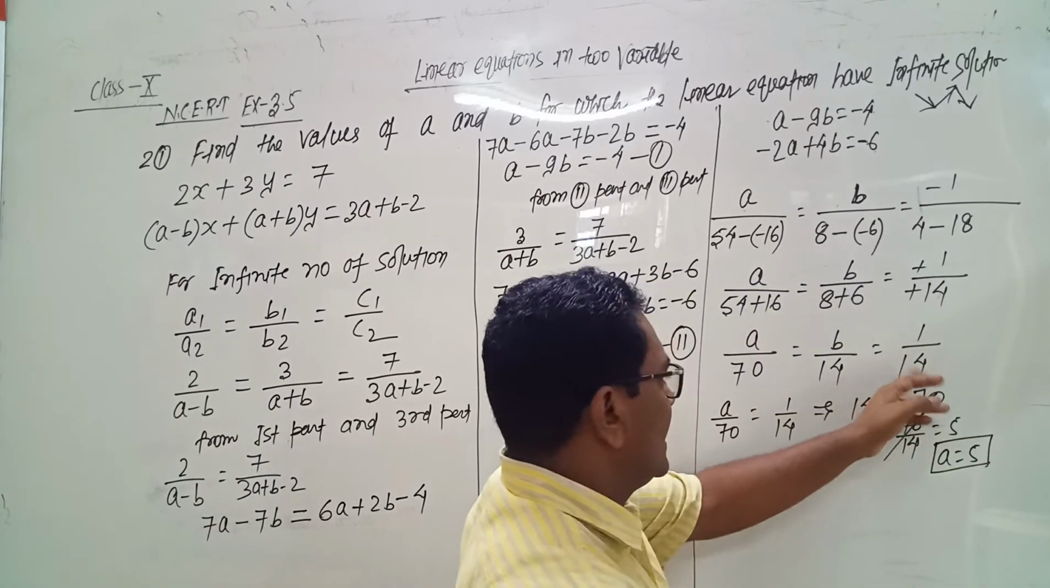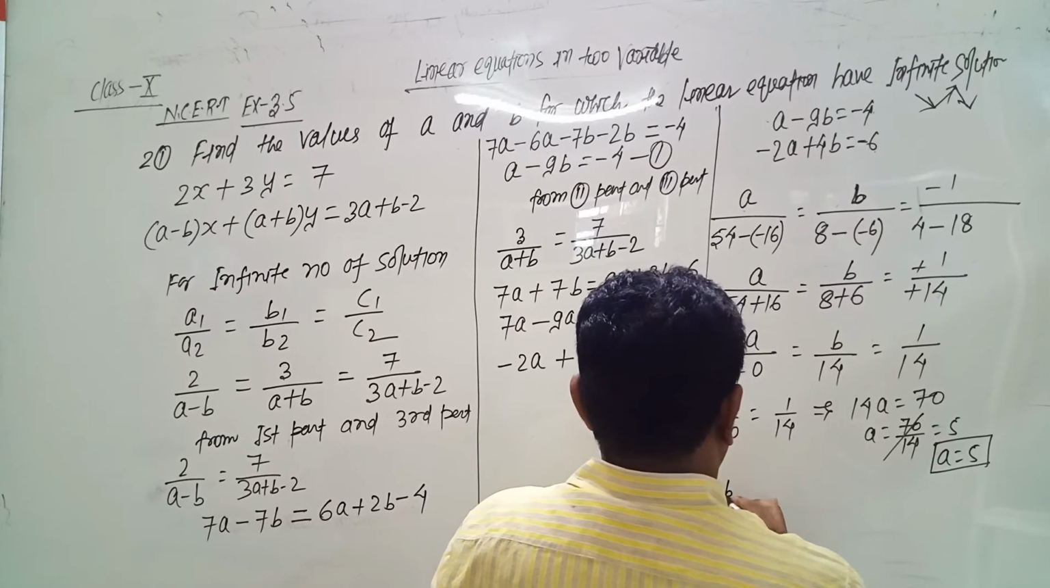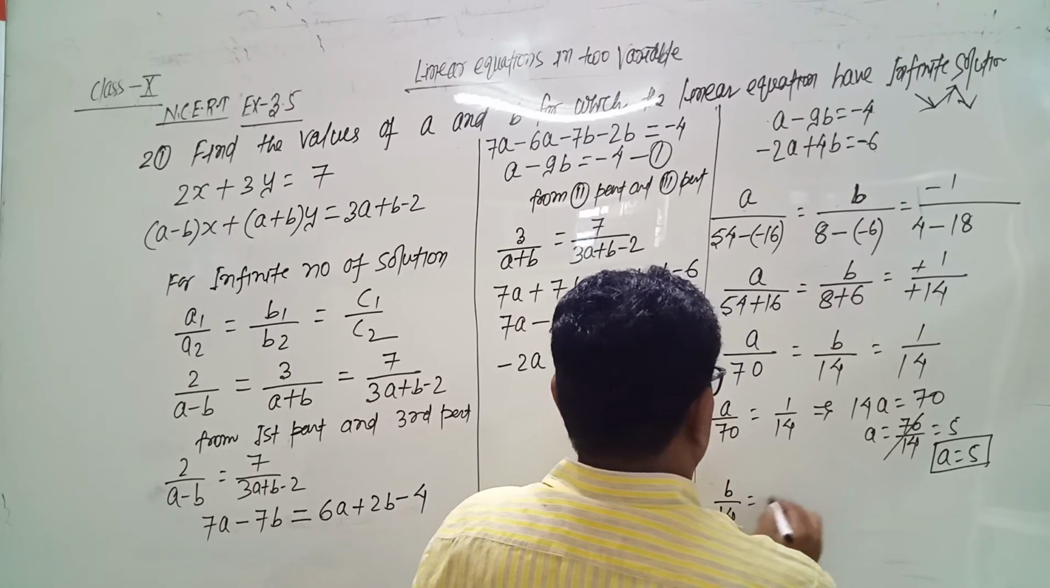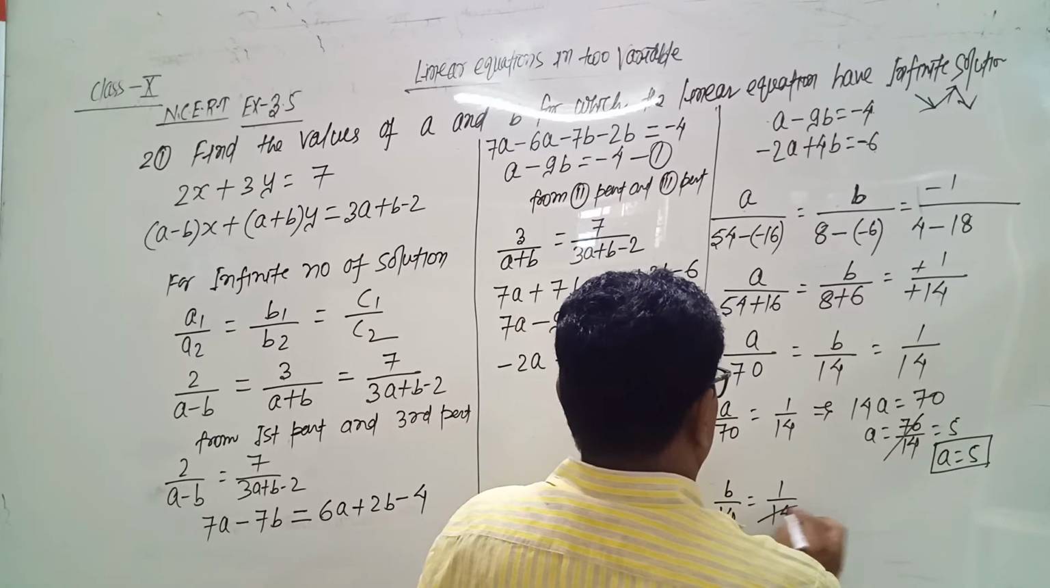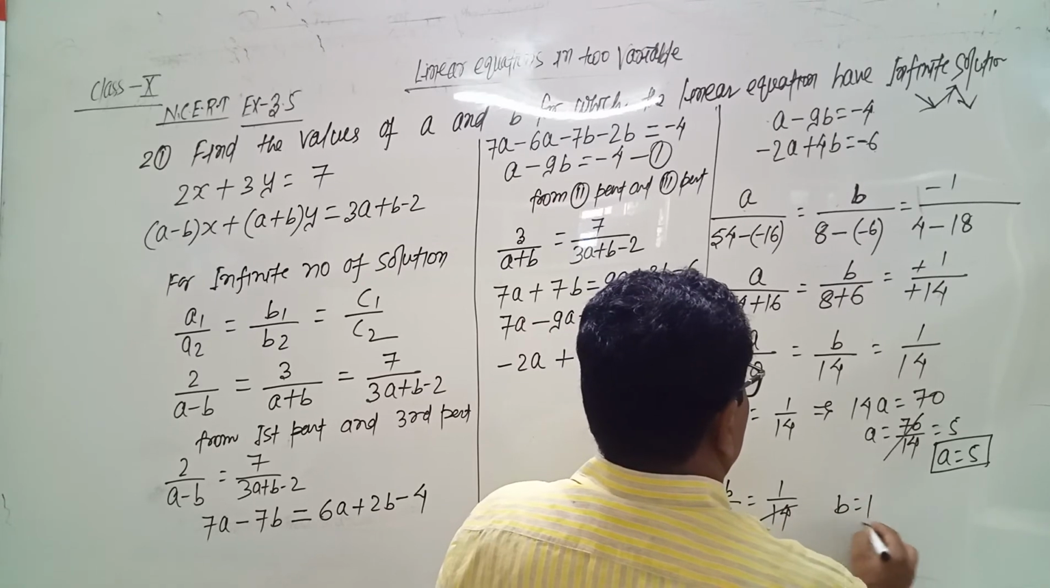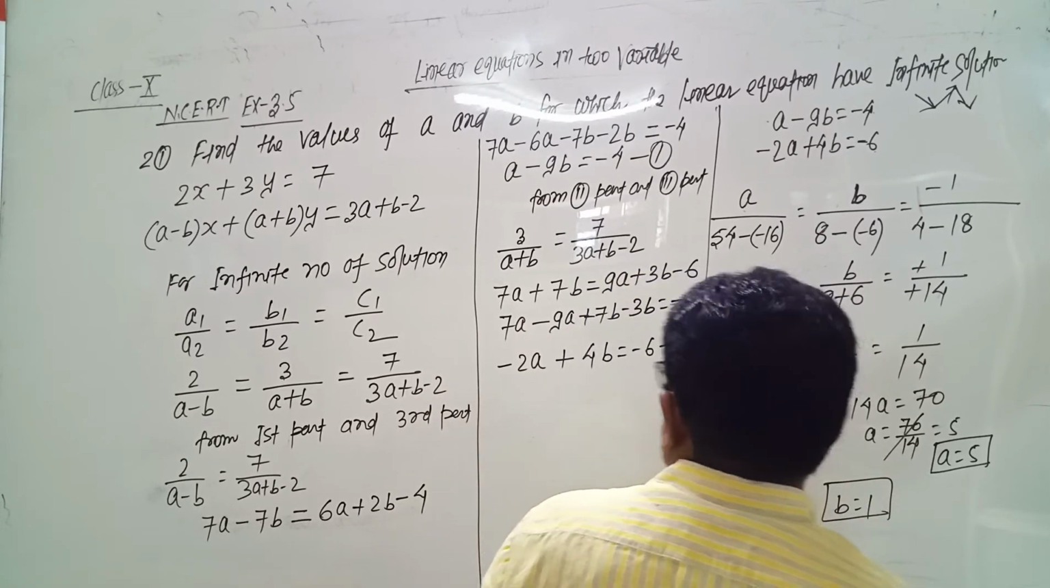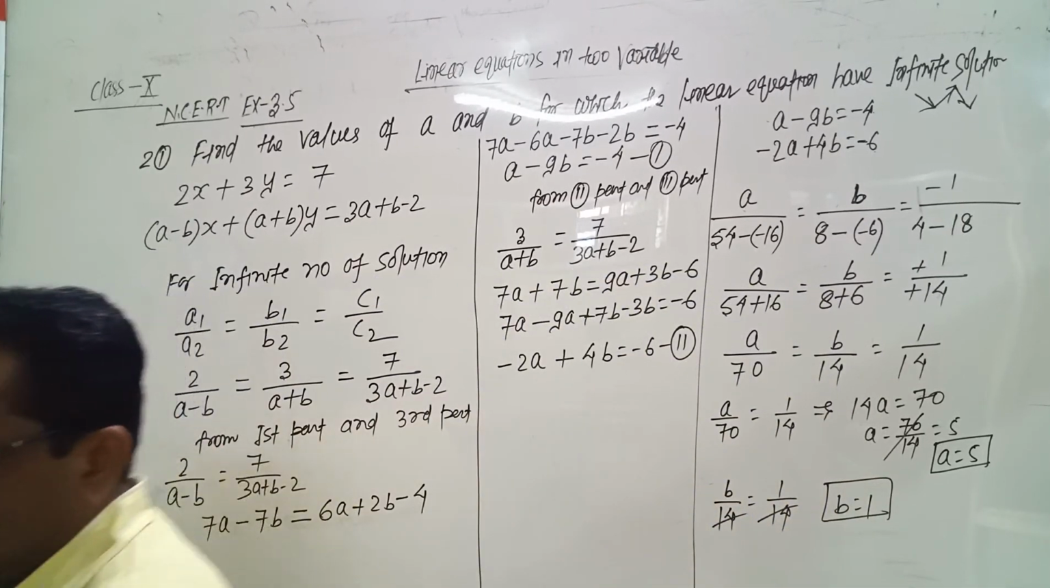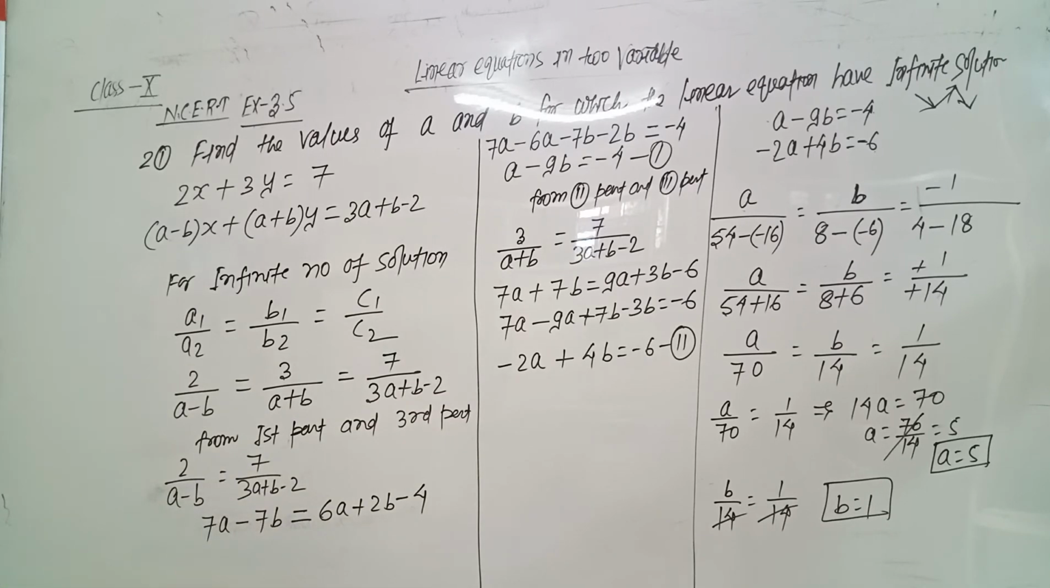Now solve second and third. So b by 14 equals to 1 by 14. 14 and 14 gets cancelled, and the value of b comes to be 1. So this is the solution of the linear equation. The value of a we got 5 and the value of b is 1.